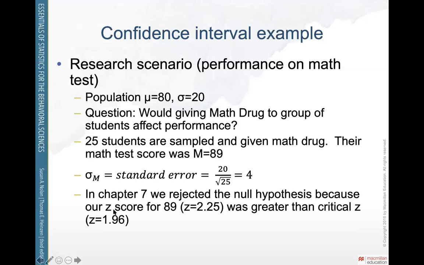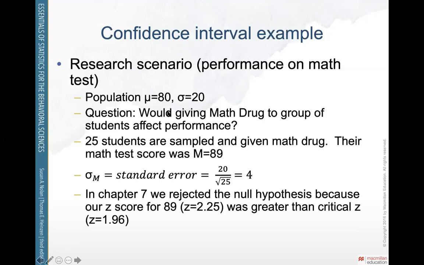And it says right here in chapter 7, we rejected the null hypothesis because when we calculated the Z-score for our sample mean of 89, the Z-score was 2.25. The Z-score of 2.25 is greater than the critical Z of 1.96, which means that the Z-score that corresponds to the sample mean of 89 was in the critical region. Because it's in the critical region, we rejected the null hypothesis. We concluded that giving people math drug did have a significant influence on their math test performance.